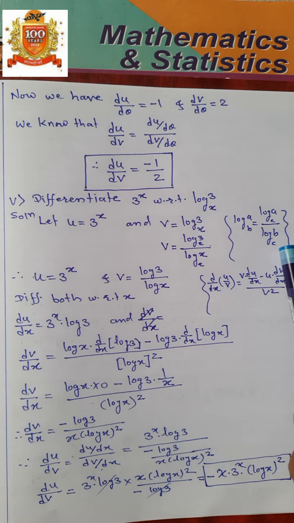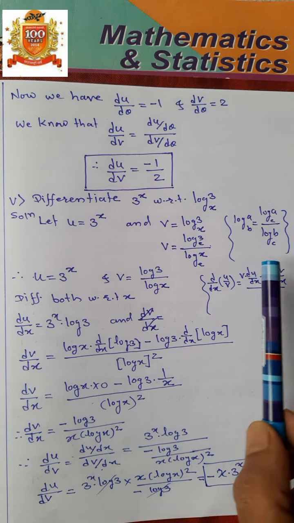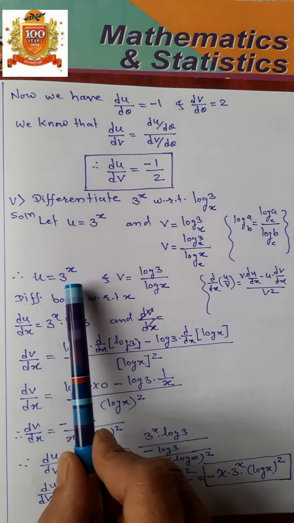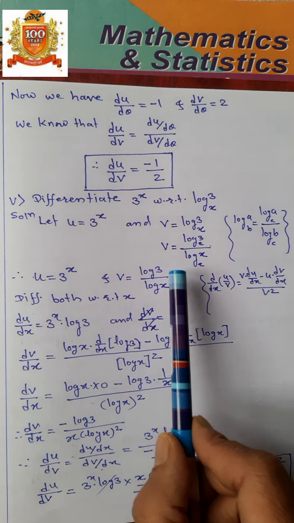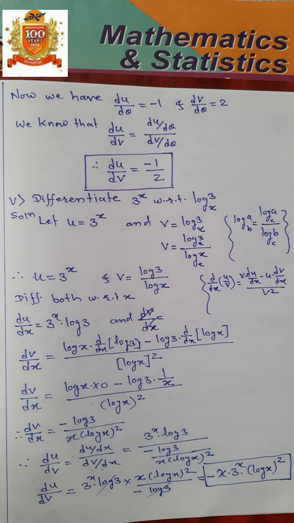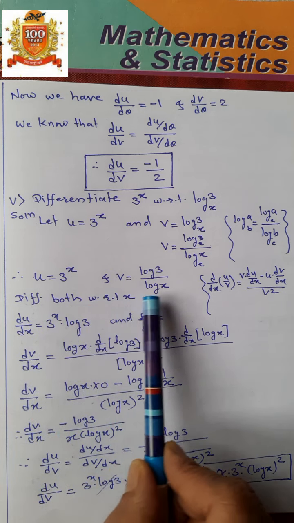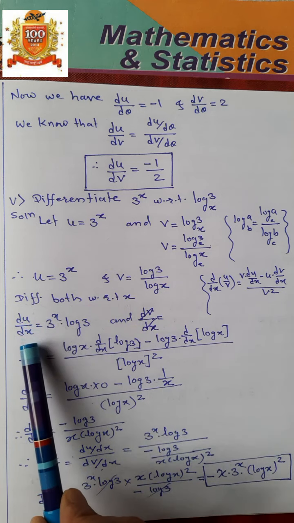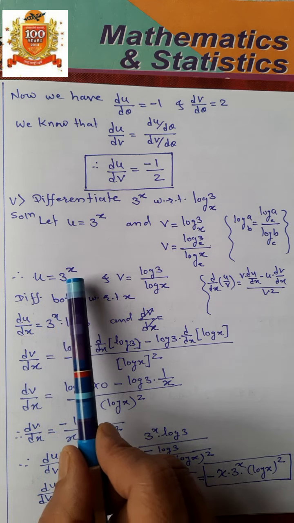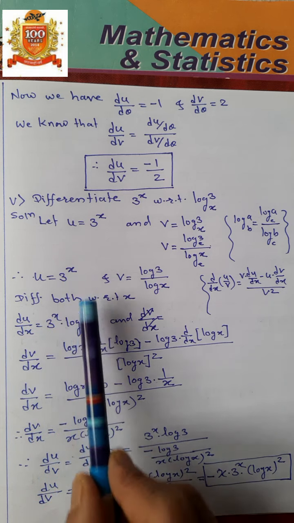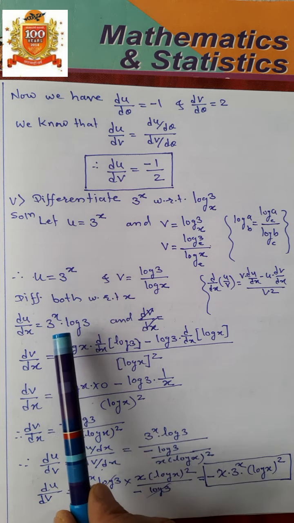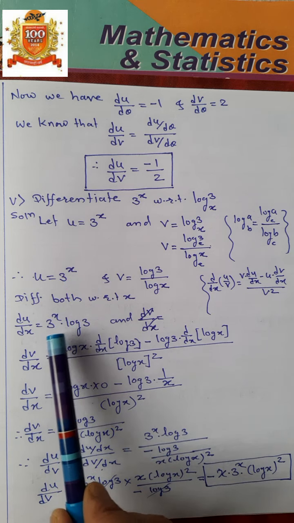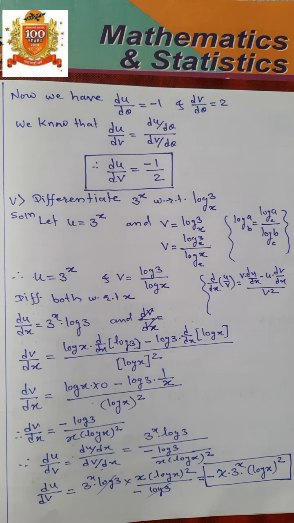Recall the laws of logarithm. Therefore we have u is equal to 3 raised to power x and v is equal to log 3 upon log of x. Differentiate both with respect to x. We get du by dx is equal to 3 raised to power x into log 3. Derivative of 3 raised to power x with respect to x is 3 raised to power x into log 3.